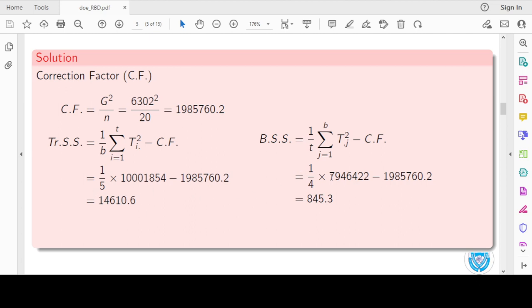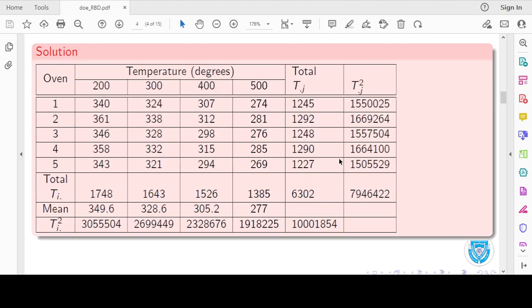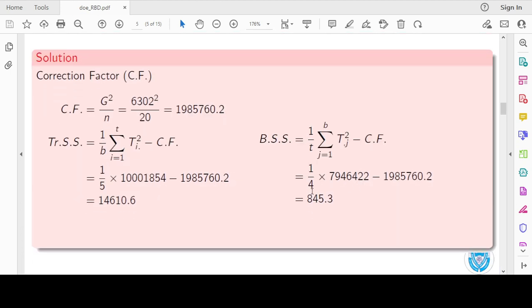Similarly, block sum of square is 1 by 4, 4 treatments, value of t is 4. So 1 by 4 into t dot j square, and that sum of t dot j square we are having as this value. So that we have substituted here, divided by 4 minus CF. CF is this value. We'll get block sum of square as this value here.